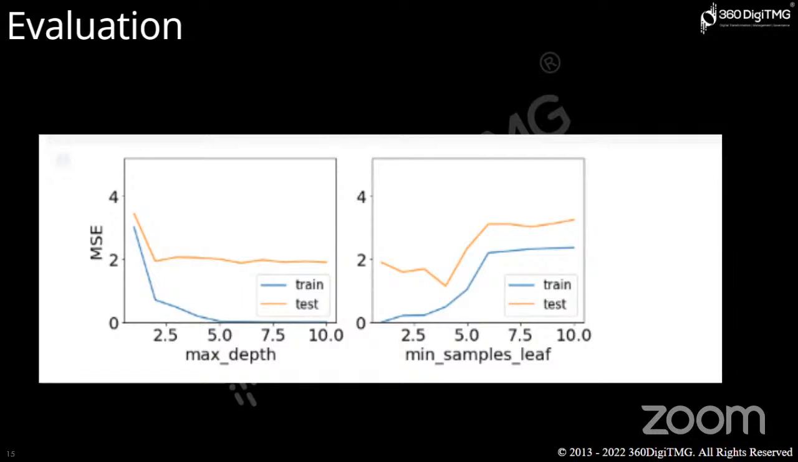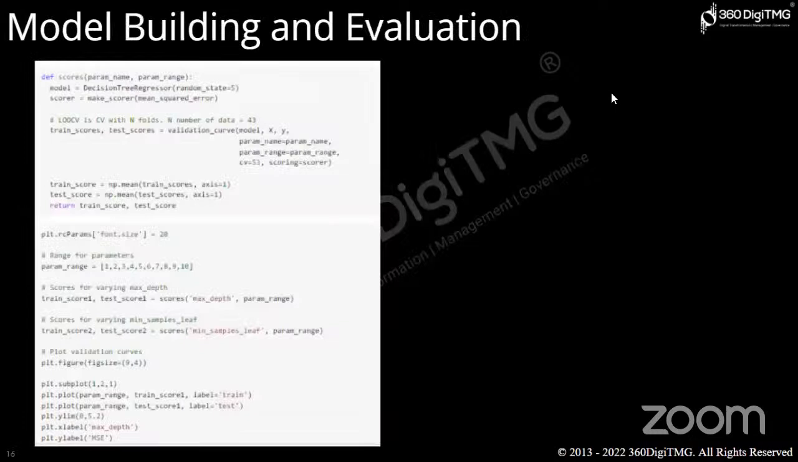In case of train and test, when I have taken the minimum samples leaf here, I can see clearly that I am getting almost similar values for train and test. So how are we taking these values? If I want to get the scores, I am looking for scores here. So I am creating it, and the model that I have here is the decision tree regressor, and based on this I am going to get my scores here. I'm trying to find out the scores here.